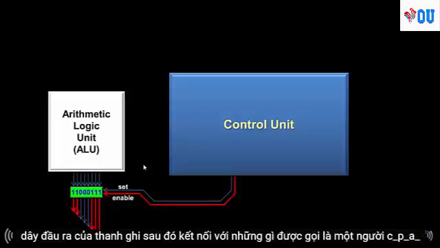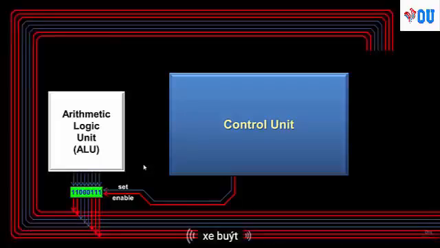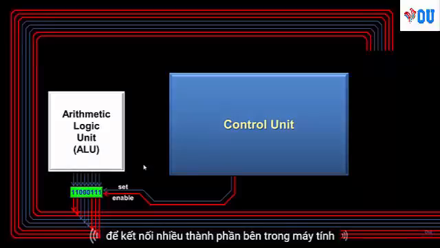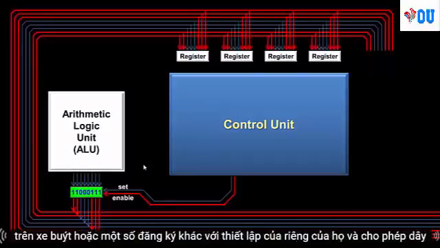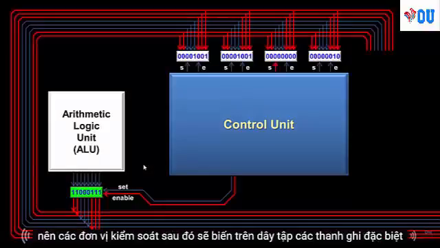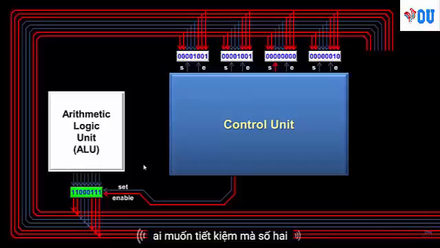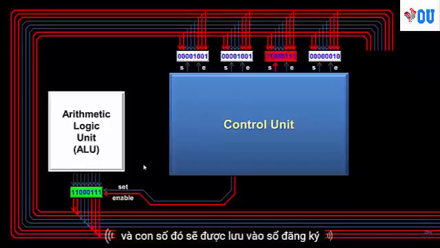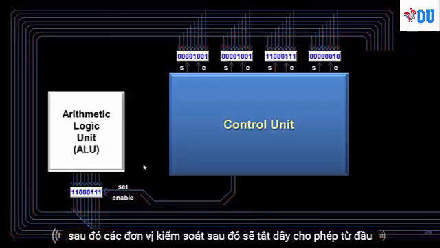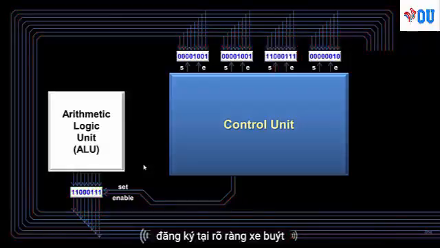The output wires of the register then connect to what is called the CPU bus. A bus, as we saw earlier on the motherboard, is simply a group of wires that connect multiple components inside a computer. On the bus are some other registers with their own set and enable wires. These may have numbers from previous instructions already saved inside. So the control unit will then turn on the set wire of the particular register that it wants to save that number to, and that number will be saved in that register. Afterward, the control unit will then turn off the enable wire from the first register and clear the bus.